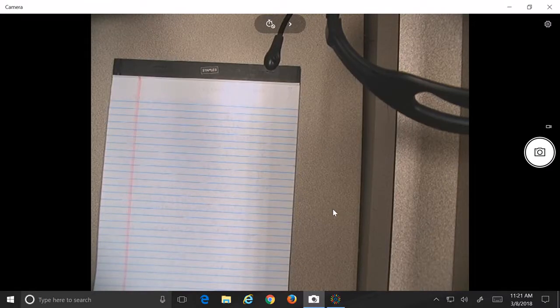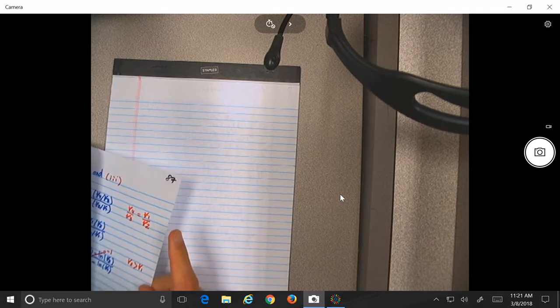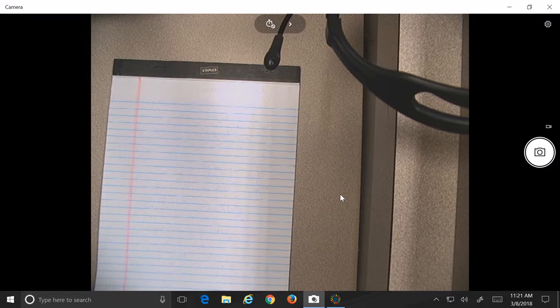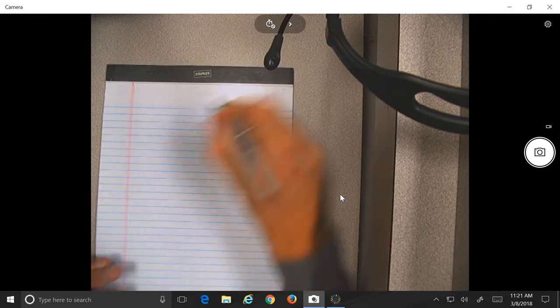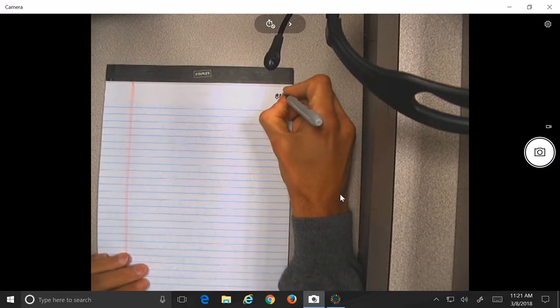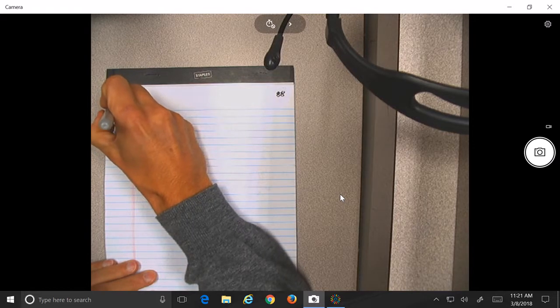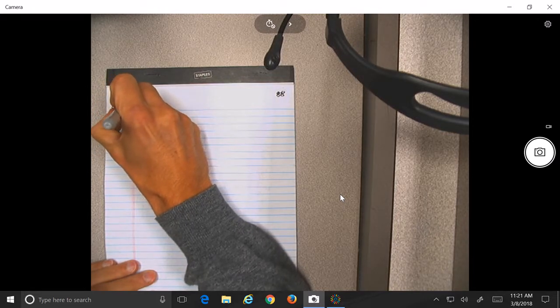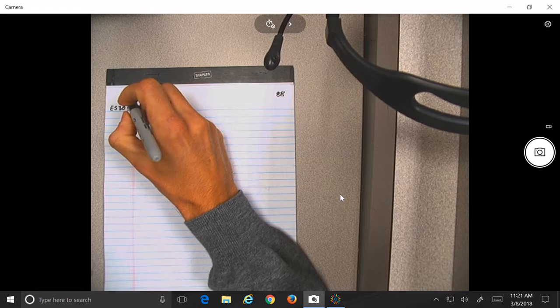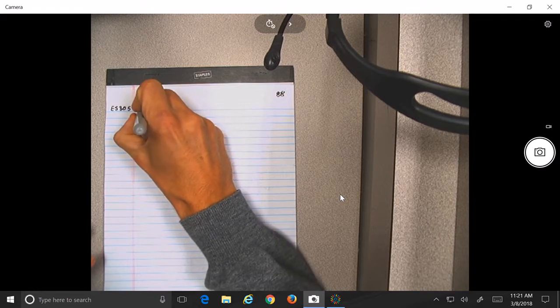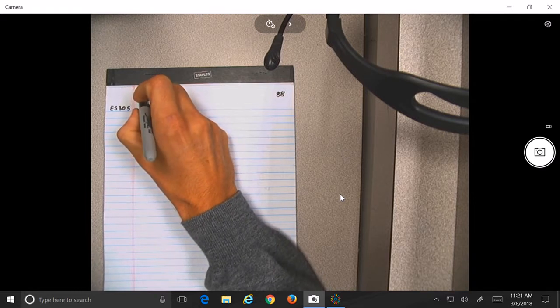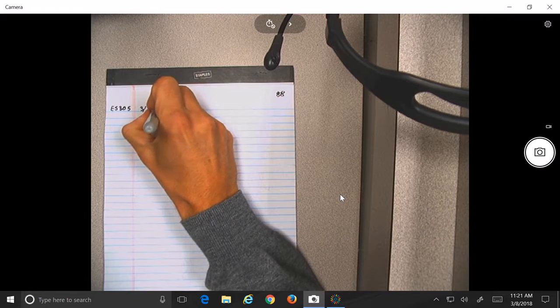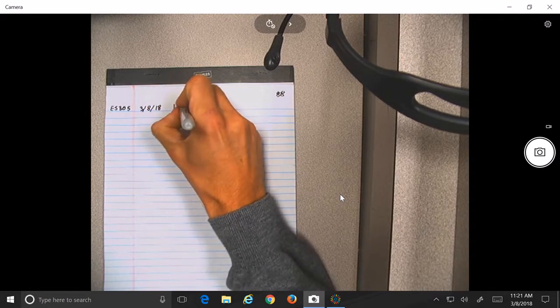Okay, so today's class is basically, I think we are going to be working on the homework. Oh, this marker is much better. This is thermodynamics. Today is 3/8, and this should be lecture 15.